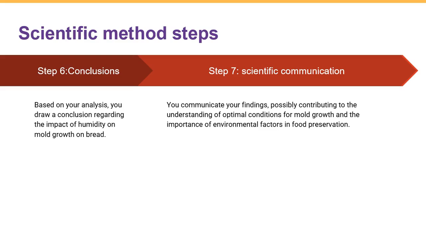And what would be the last and final step? Scientific communication. You're going to communicate your findings by sharing your results with other people, as I mentioned, by posting them online, by reporting them, or publishing your results as an article. So that would be all the steps that we need to do for a scientific method.